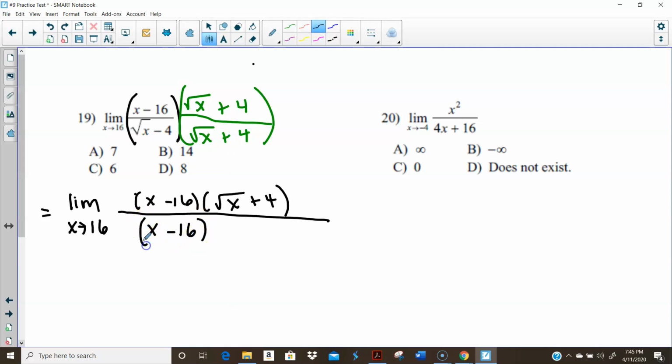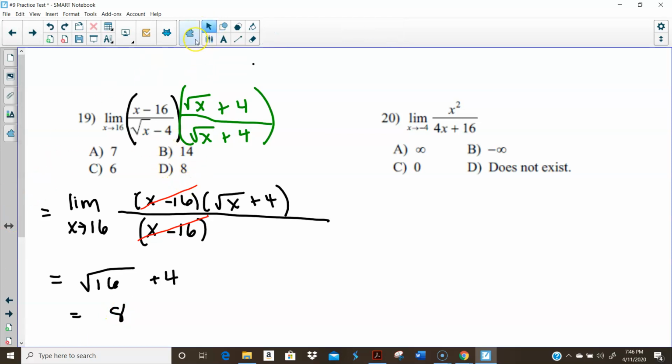Now the reason why I didn't multiply out the numerator is because I was hoping for something in the denominator to cancel with something in the numerator. Now I can just go ahead and use direct substitution. So once you use direct substitution, you can drop the limit, and I'm just taking the limit, which is the square root of 16 plus 4. This equals 8. So let me scroll back up. Oh, it's right here. So the answer is 8, D.